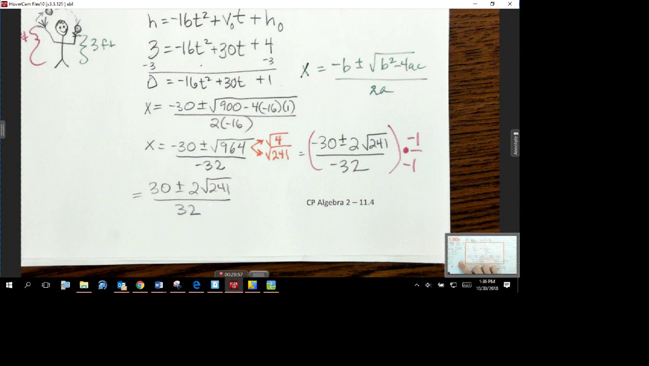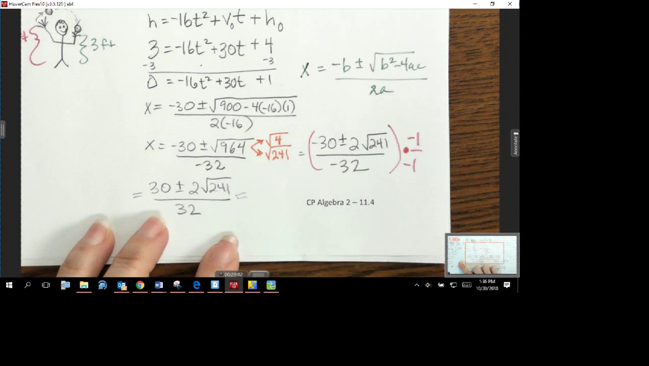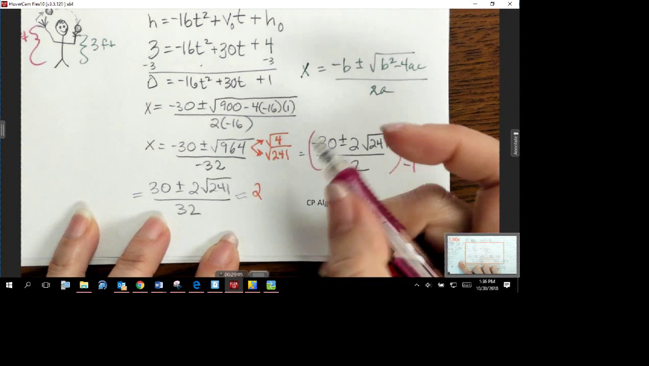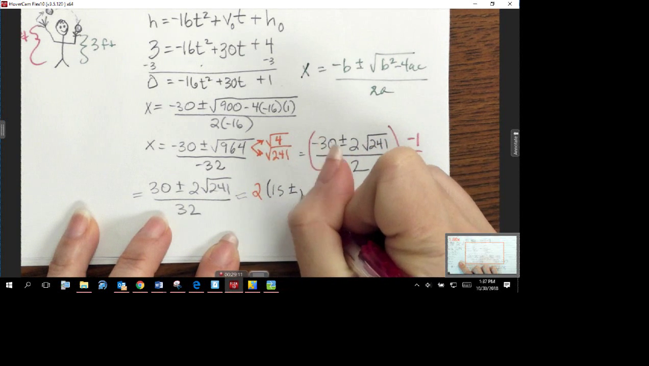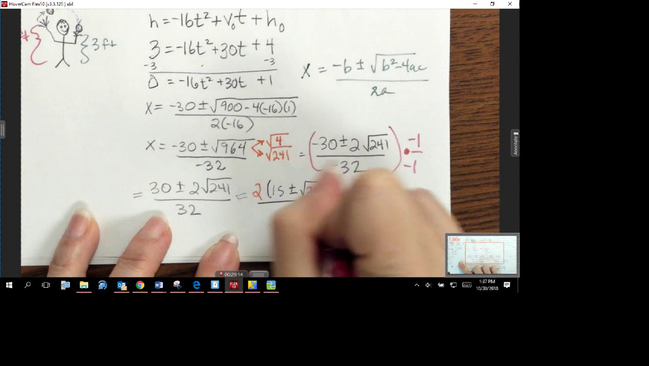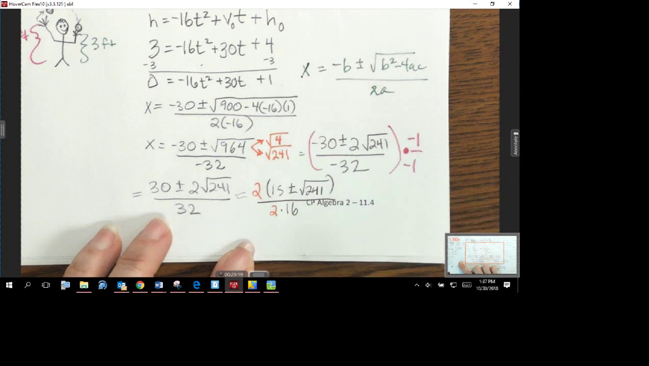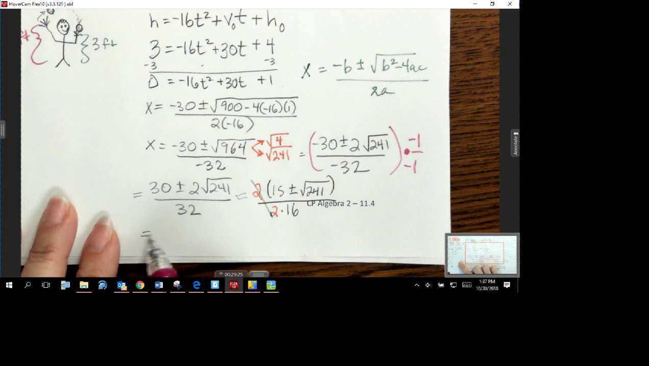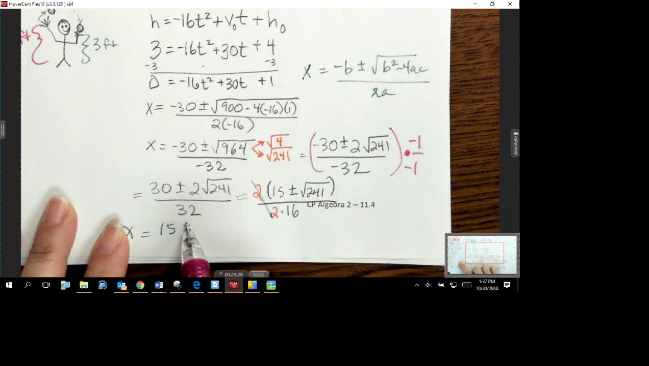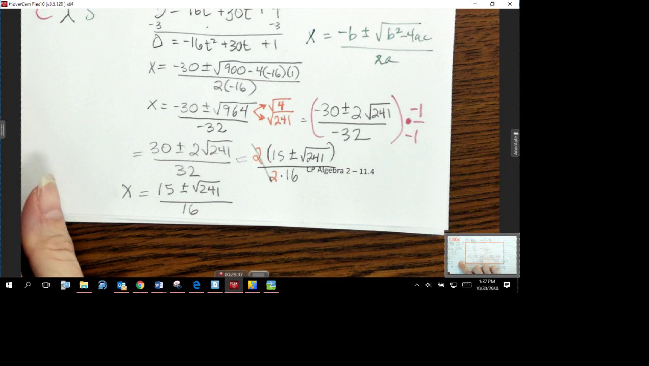You can factor out a number from the numerator. What number? Okay, so we're going to take out that 2. It's going to factor out of the 30 and out of the 2 radical 241. So we'll have 15 plus or minus radical 241, all over 2 times what number? 16. Makes the 2's cancel. And I get 15 plus or minus square root 241, all over 16.